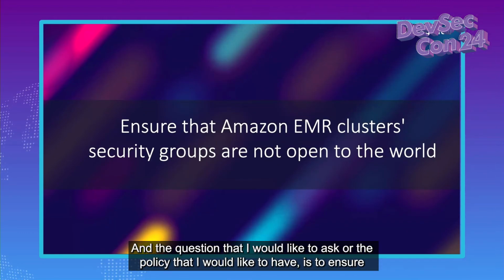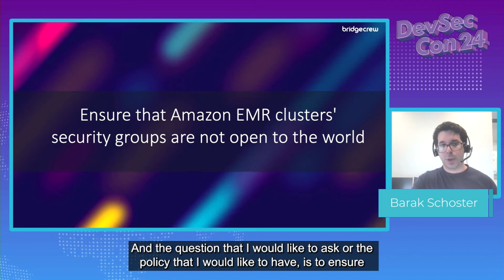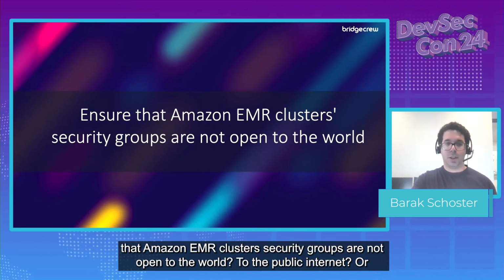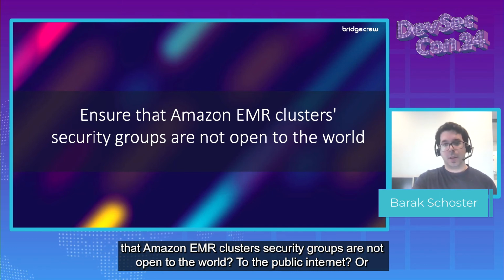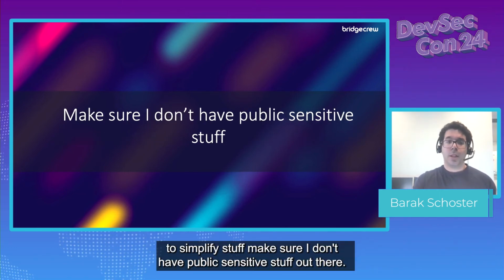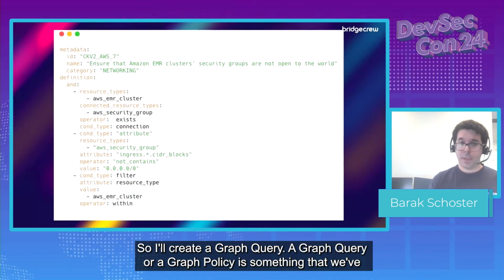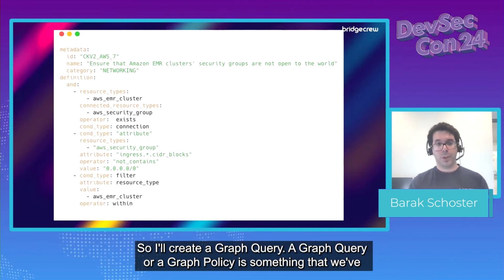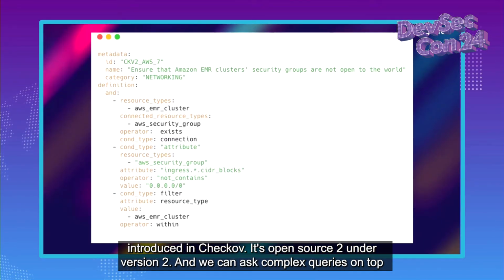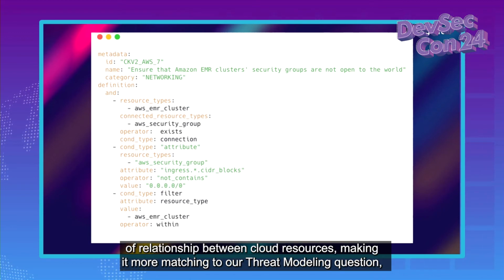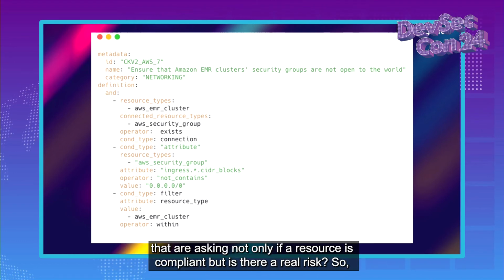And the question that I would like to ask, or the policy that I would like to have, is to ensure that Amazon EMR clusters' security groups are not open to the world, to the public internet. Or to simplify, make sure I don't have public sensitive stuff out there. So I'll create a graph query. A graph query or a graph policy is something that we've introduced in Checkov. It's open source too, under version 2. And we can ask complex queries on top of relationships between cloud resources, making it more matching to our threat modeling questions that are asking not only if a resource is compliant, but is there a real risk?